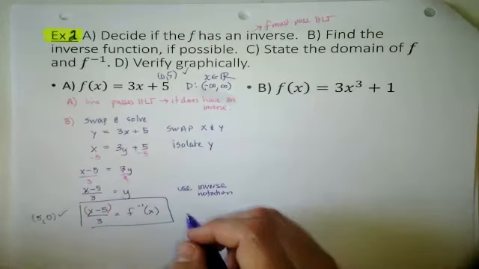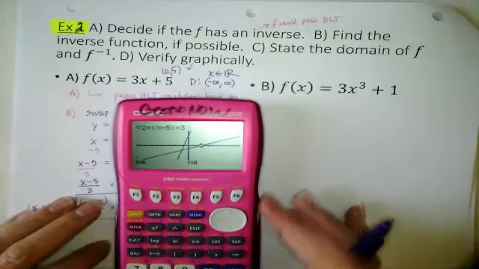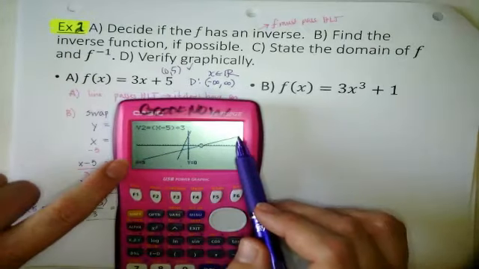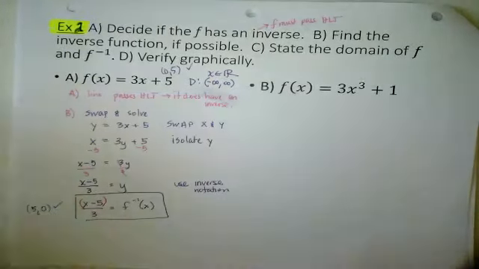The domain, again, on this second function: this line goes forever to the left and forever to the right. So that domain is all real numbers, or x exists in the real numbers, negative to positive infinity.